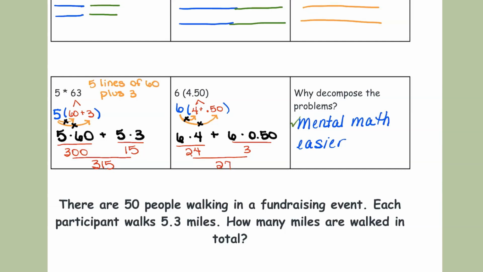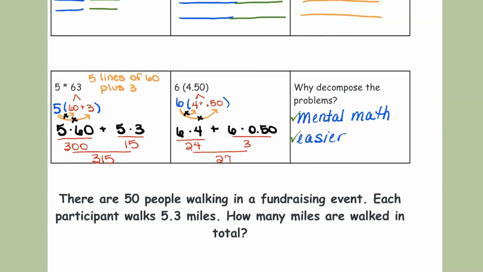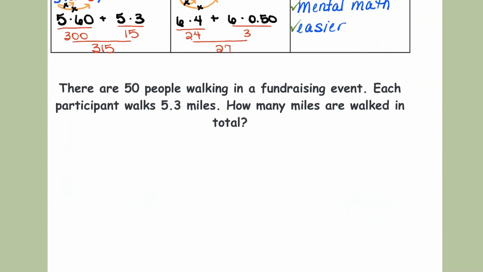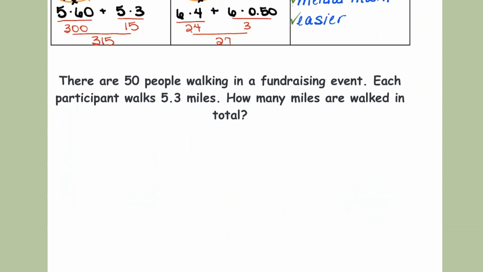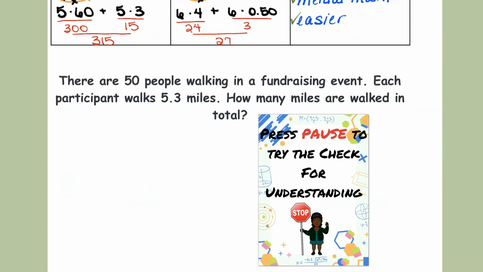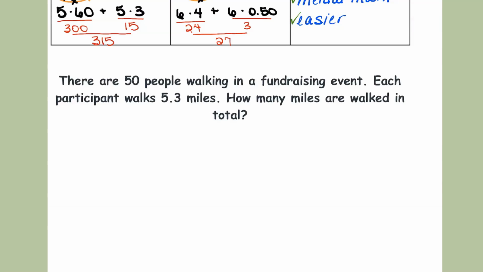Here is our last problem for today. There are 50 people who are walking in a fundraising event. Each participant walks 5.3 miles. So how many miles are walked in total? Go ahead and hit pause and see if you can check this one out before we get started.